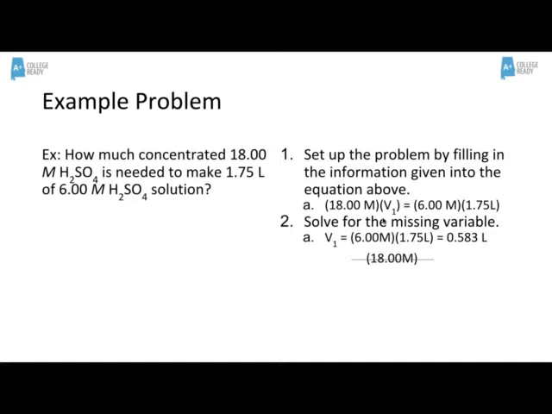And then you just solve for your missing variable. So V1 is equal to 6 times 1.75, and then divide that by 18 and you get 0.583 liters. So that means I need 0.583 liters of my stock solution in order to make this diluted solution.